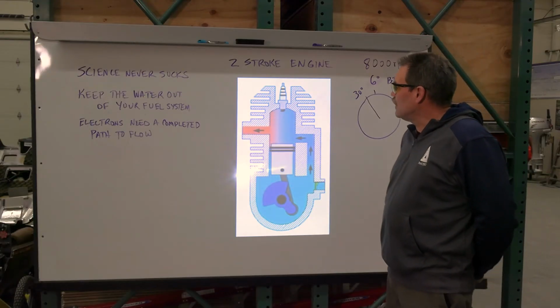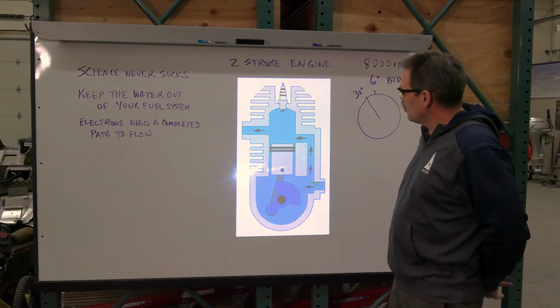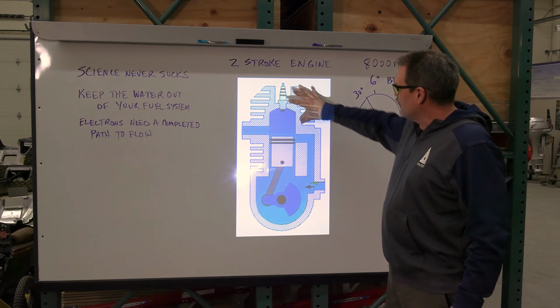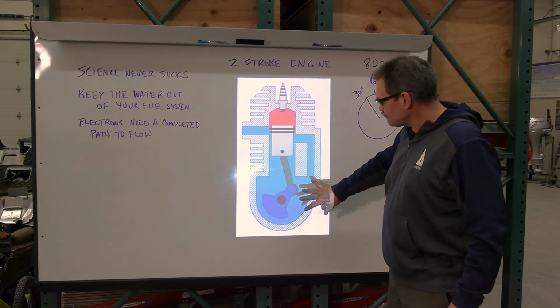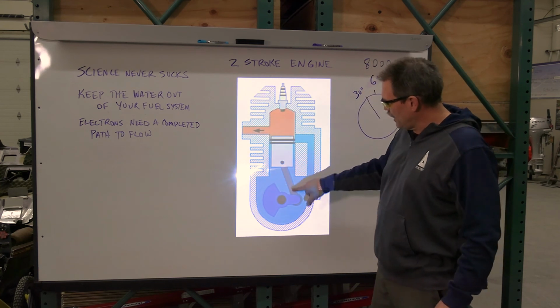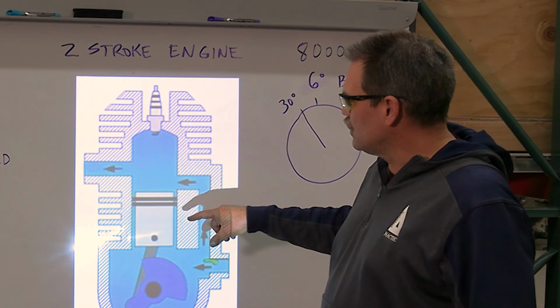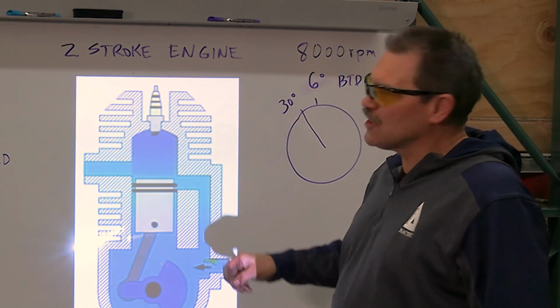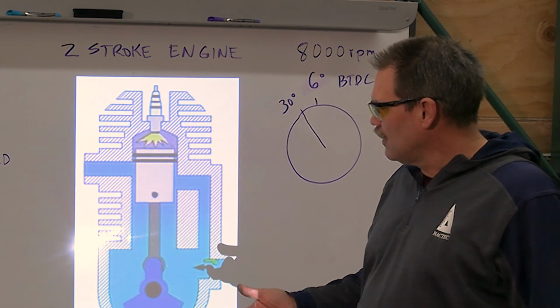There are several similarities between the two-stroke and the four-stroke. Obviously you have a head, spark plug, cylinder, crankcase, crank, rod, piston, rings. The two-stroke and four-stroke share those. There are some differences. And the four-stroke engines are more efficient.